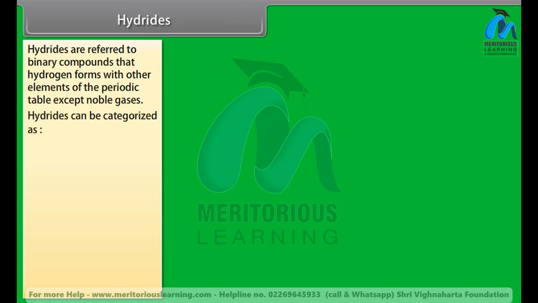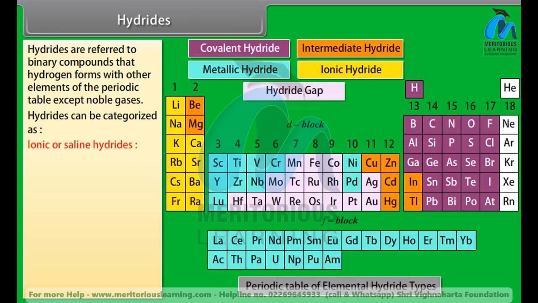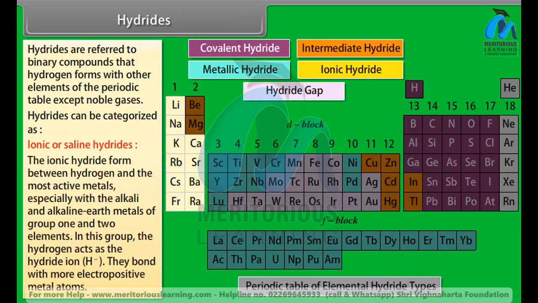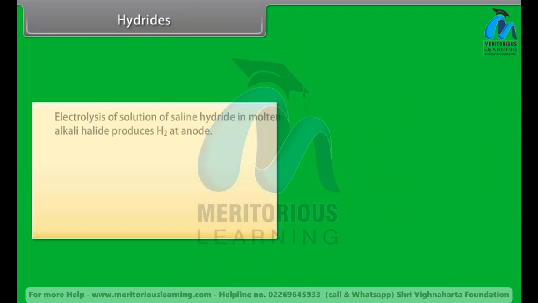Hydrides can be categorized as ionic or saline hydrides. Ionic hydrides form between hydrogen and the most active metals, especially the alkali and alkaline earth metals of group 1 and 2 elements. In this group, hydrogen acts as the hydride ion. They bond with more electropositive metal atoms. Electrolysis of a solution of saline hydride in molten alkali halide produces H2 at the anode.